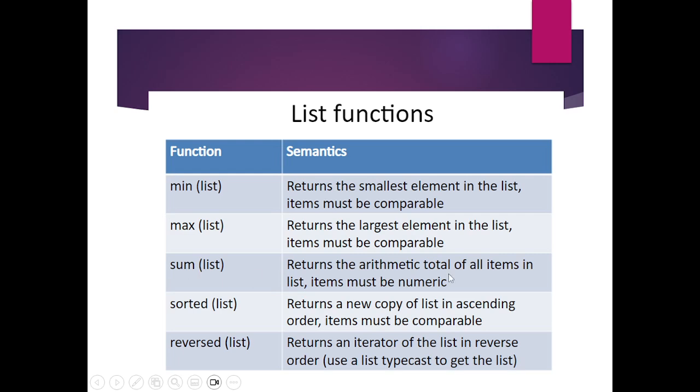sum(list) returns the arithmetic total of all items in the list. Items must be numeric. So when we use the function sum on a list, it will add all the data inside it. Then we have sorted(list), which returns a new copy of the list in ascending order. Items must be comparable. Then reversed(list) returns an iterator of the list in reverse order. Use a list typecast to get the list. So when we sort, it will be in ascending order, and when we reverse, it will be in descending order.